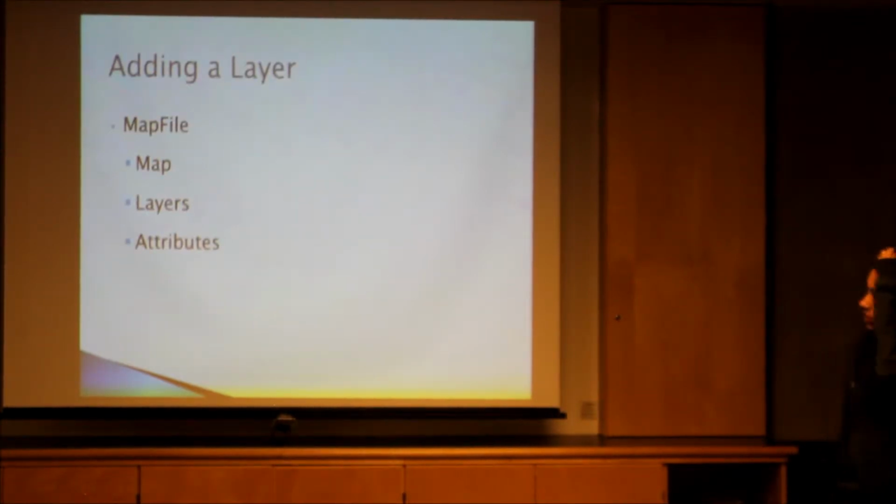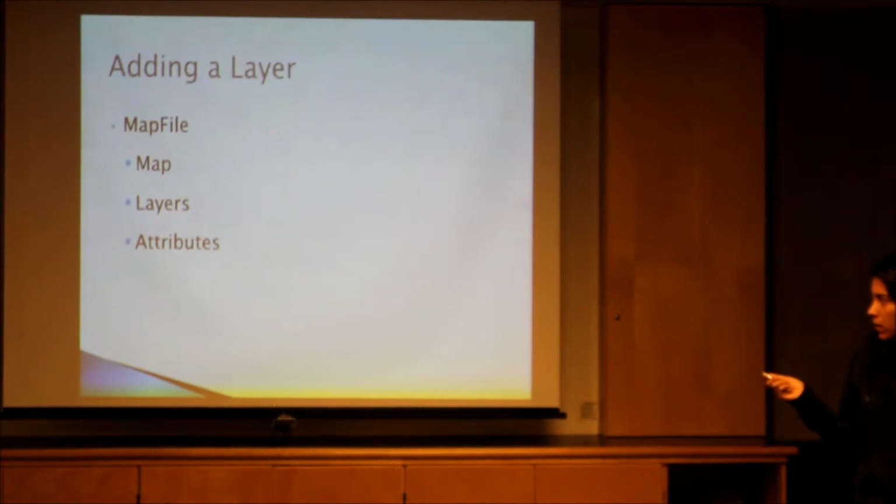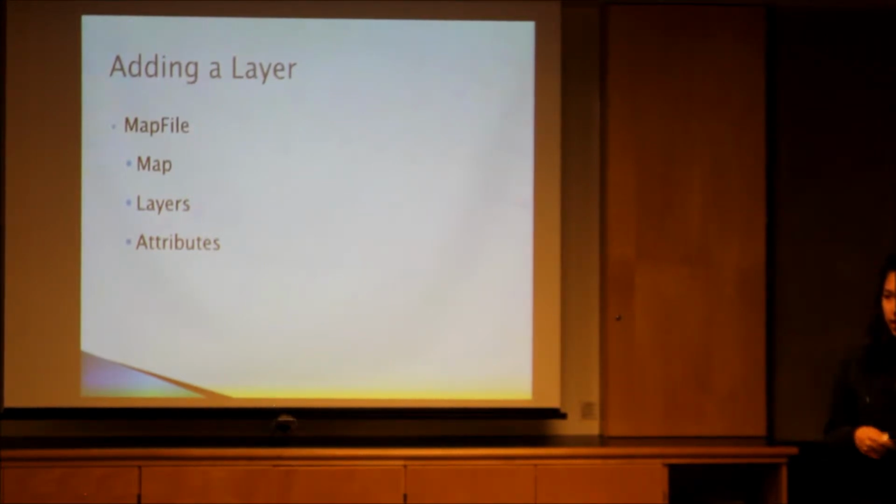So in order to add a layer in MapServer, you need to use a map file. And a map file is basically the heart of MapServer. It's just a configuration file, and you have to go through the documentation to get the labels. In the map file, you obviously need to have a map and the layers and some attributes. The attributes let you customize your layers. So you can give a class and a style, color, and that sort of thing.